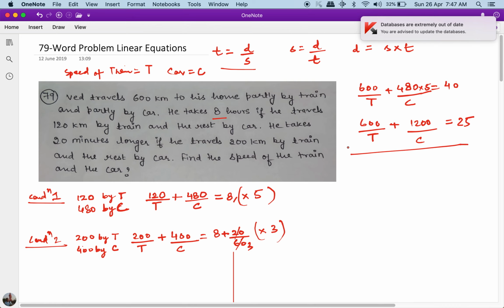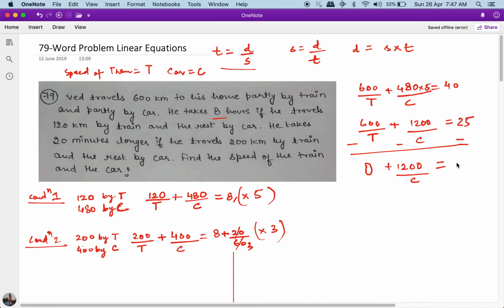Now I have to subtract the two equations, so this minus this and this minus this. On subtracting, 480 into 5 is 2400. 2400 minus 1200 becomes 1200 by c, and the 600 by t terms become 0. This is equal to 40 minus 25, which is 15. What this gives you is that c is equal to 1200 by 15, and that is equal to 80. Now remember, the speed we chose was in kilometer per hour, so 80 kilometer per hour.